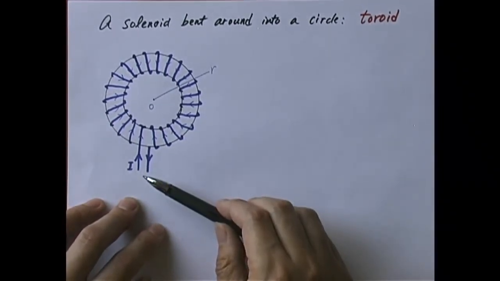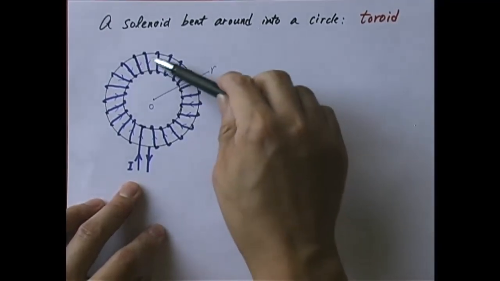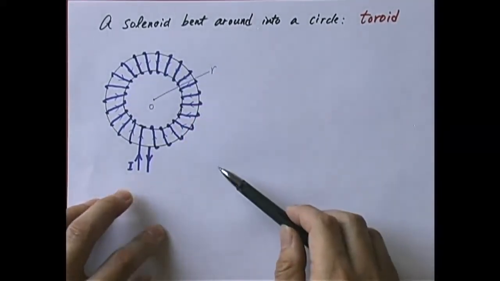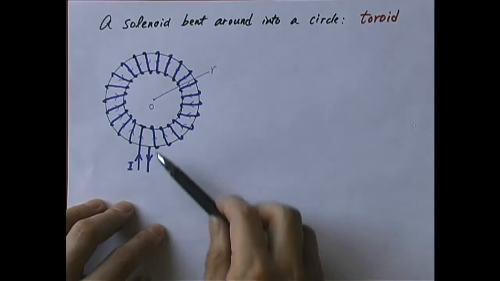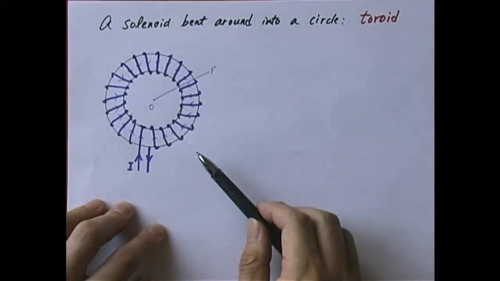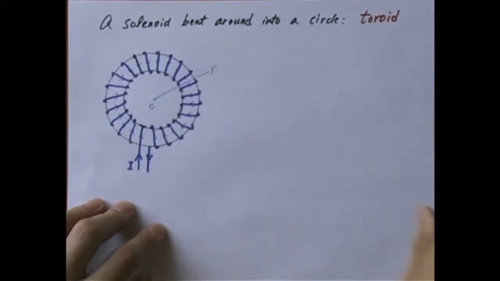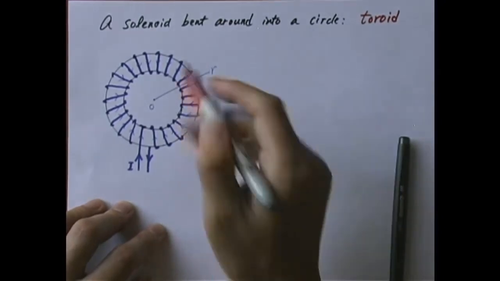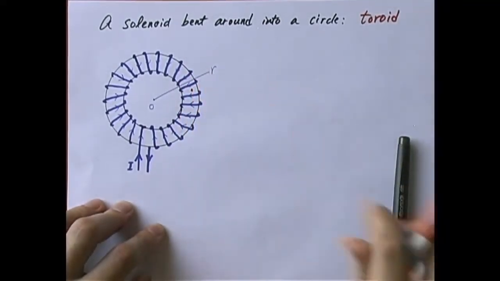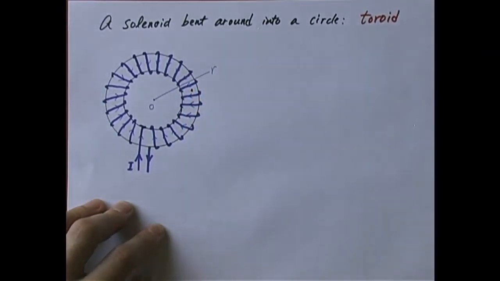And I want to know what is the magnetic field in the interior of the toroid. In fact, if you look at the toroid from afar, it looks like what? A current loop, right? A single current loop. But what about the magnetic field here? How would you find that out?